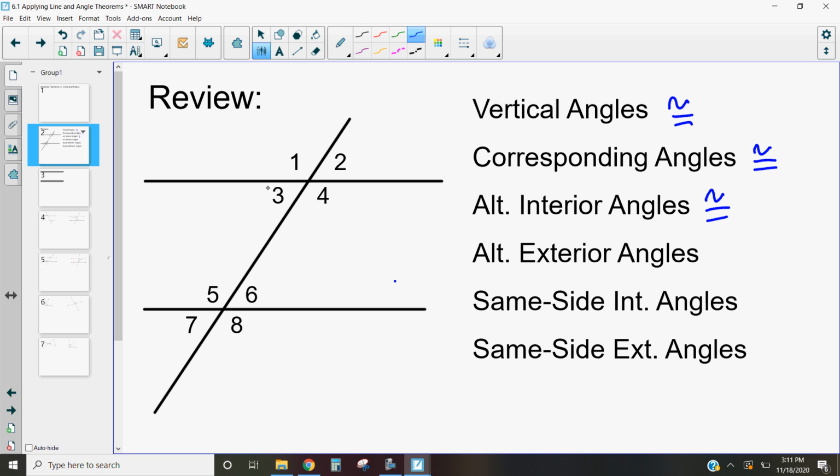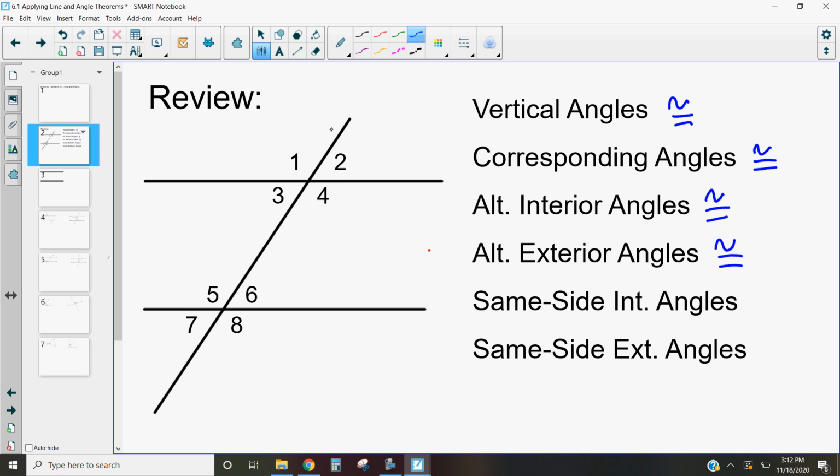Those ones are also congruent. Remember, they're on the inside of our parallel lines, so 3, 4, 5, and 6. And alternate interior means that they alternate the side of the transversal that they're on. So 3 and 6, and 4 and 5. Now those are also congruent. Similarly, alternate exterior angles are also congruent. Alternate exterior angles are just like alternate interior angles, but instead of being on the inside of our parallel lines, they're on the outside. So what we're looking at here are angles 1 and 8 compared to angles 2 and 7.